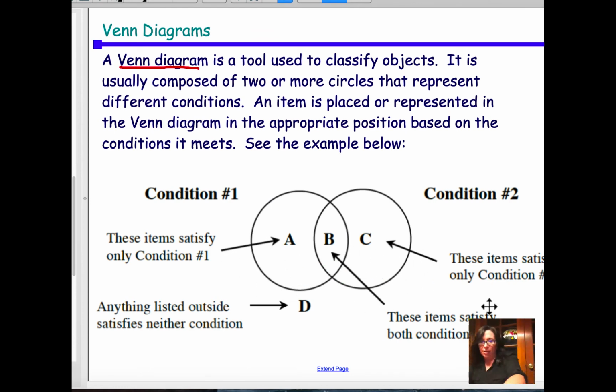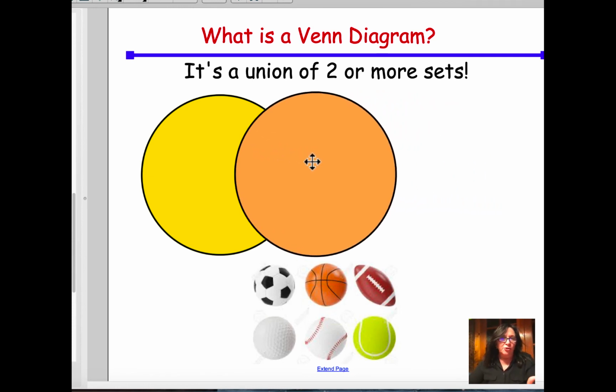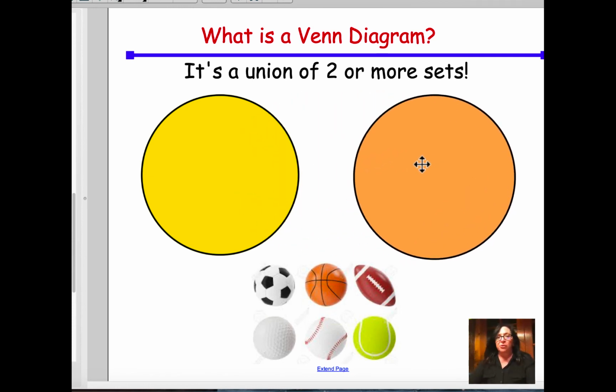There's the union. They're in the middle. So what is a Venn diagram? It's a union of 2 or more sets. Basically what ends up happening is that with these diagrams, you're trying to find that intersection between the 2.